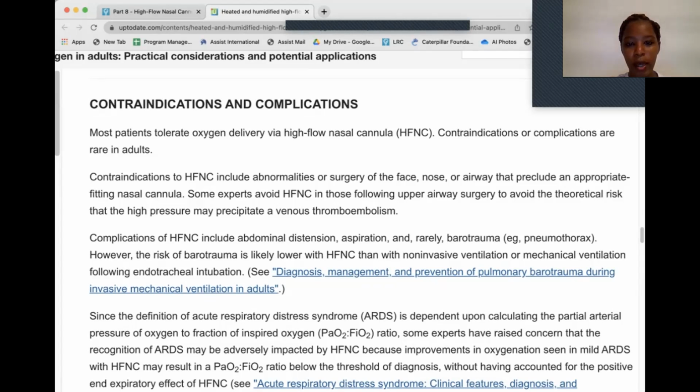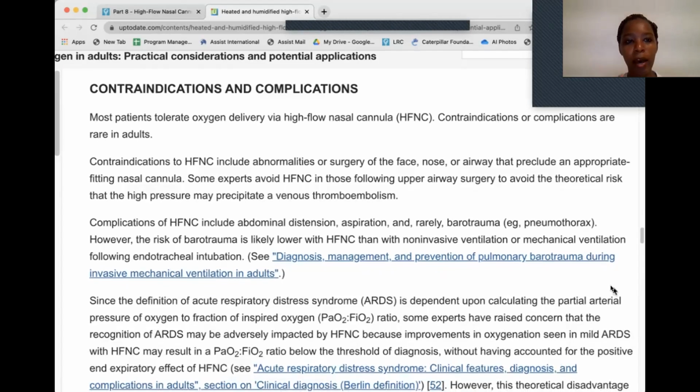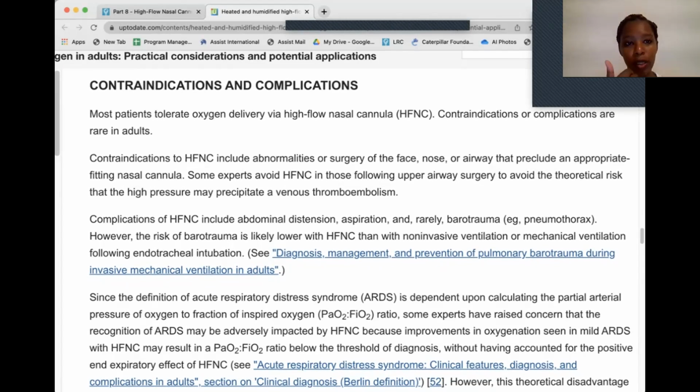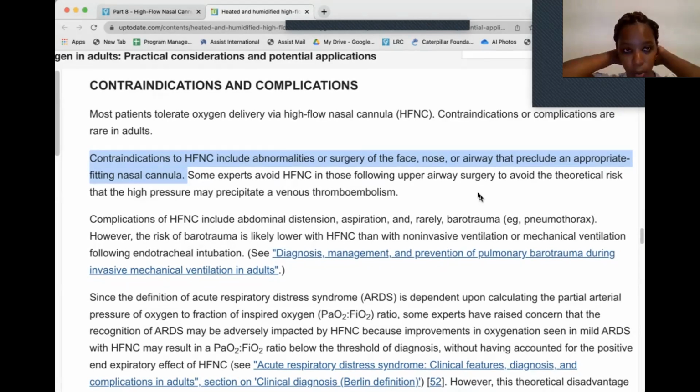So as you're saying, you're going to put these high flow nasal cannulas in the nostrils. So if you have any facial deformities, abnormalities, or any surgery to the face, nose and airways, they can't have it, because you put it in and then there's a way you tie it at the back. So any patient who has any abnormalities or any surgery, these are patients who are not good candidates for this high flow oxygen therapy.